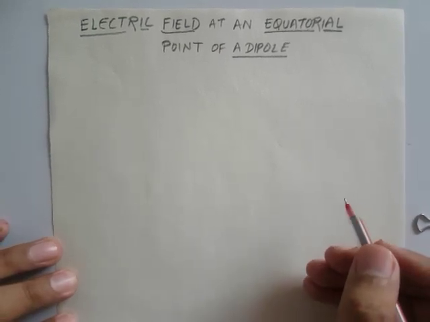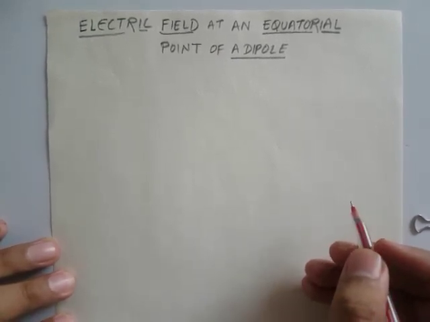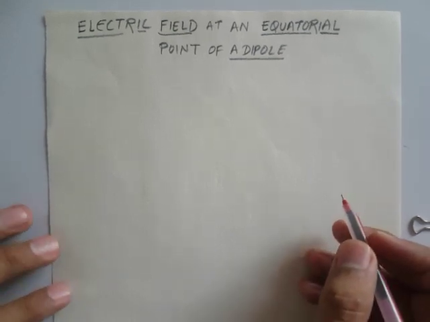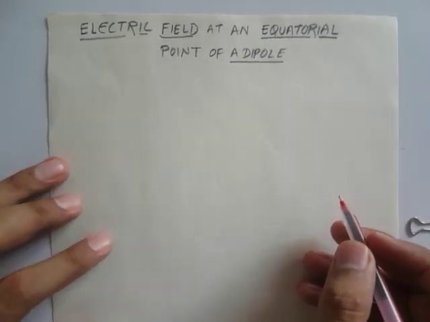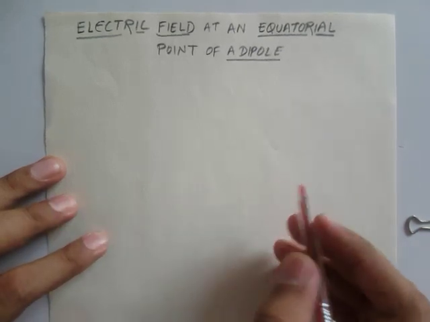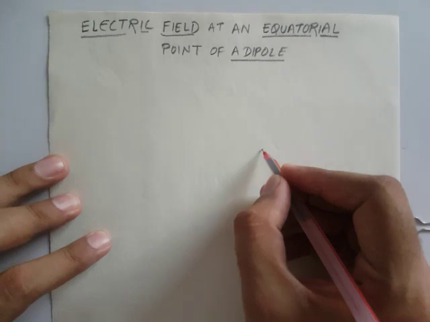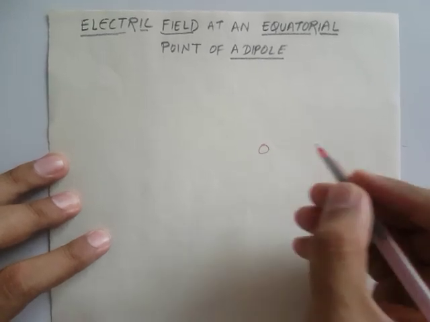Now we are going to start the electric field at an equatorial point of a dipole. In the last video we studied the axial line. Right now we are going to draw for the equatorial line. So we know we have two charges. We always need to take two charges.